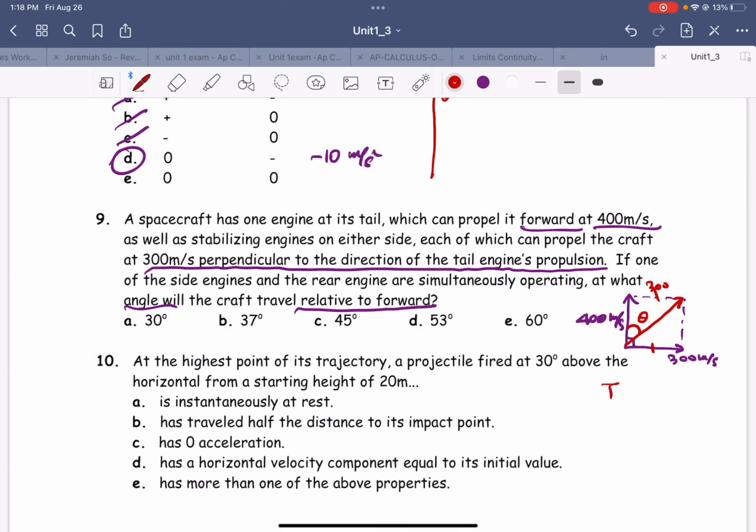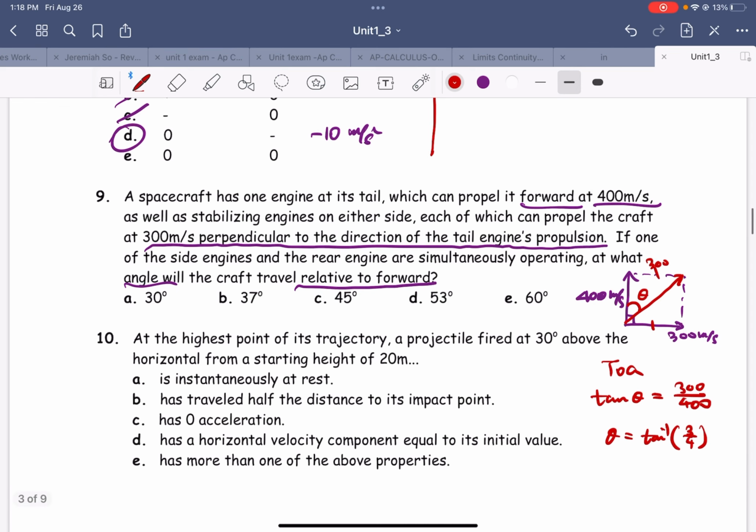So SOH CAH TOA. Tangent of theta is opposite over adjacent, so 300 over 400. I'm talking about this right triangle, this angle, TOA, opposite over adjacent. Now, theta is inverse tangent of 3 over 4. Then you need to use a calculator. That is approximately 37 degrees. So B is the answer.